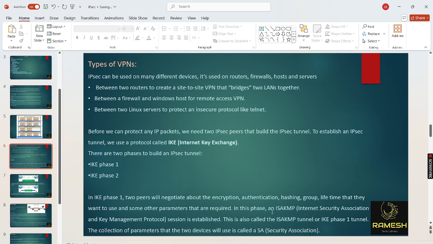Okay, in this phase 1 we use a protocol. This is ISAKMP, which is the Internet Security Association and Key Management Protocol. This protocol will establish a session between the sender and the receiver, so that the parameters between the devices will be exchanged, and those parameters are called the security association. We can see more about this in the packet capture. I will show you in the packet capture what is included in the security association.